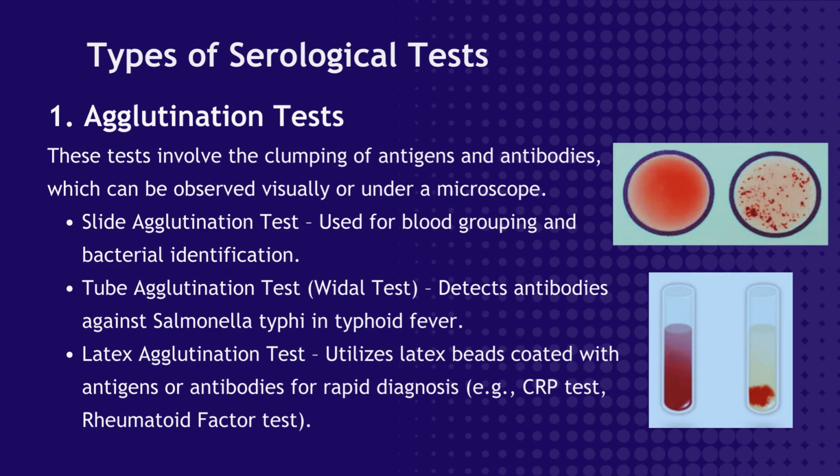Tube agglutination test, Widal test, detects antibodies against Salmonella typhi in typhoid fever. Latex agglutination test utilizes latex beads coated with antigens or antibodies for rapid diagnosis, e.g., CRP test, rheumatoid factor test.